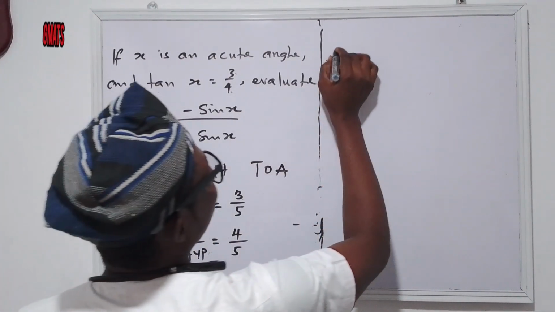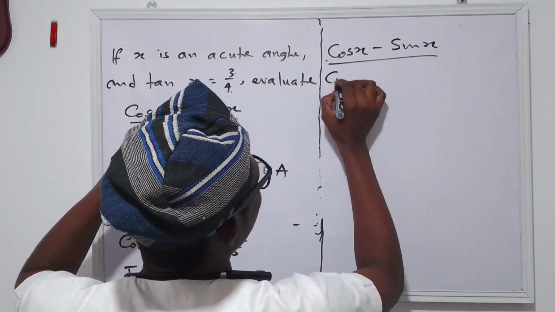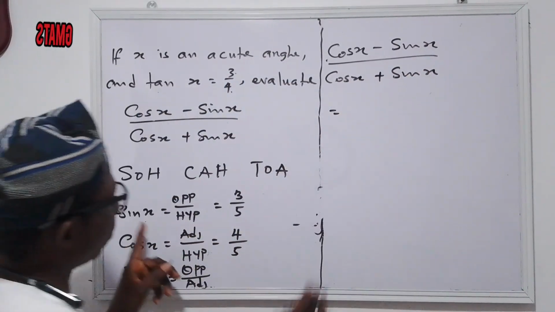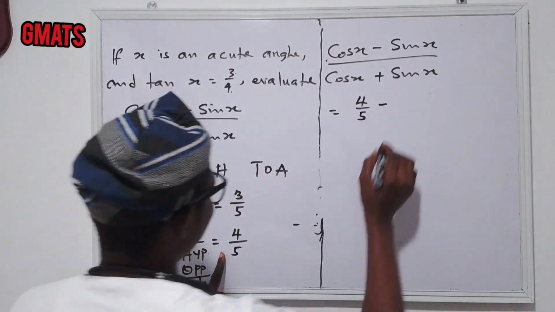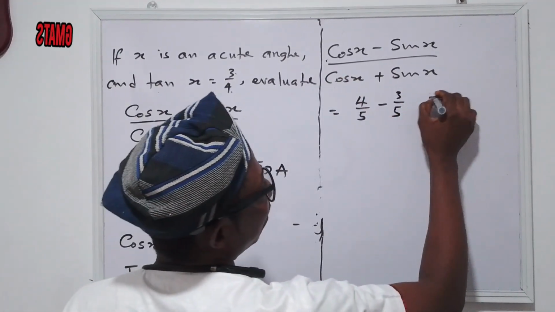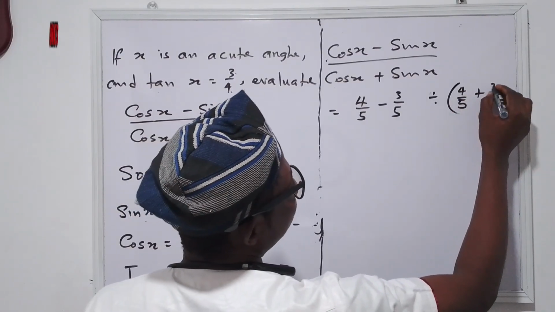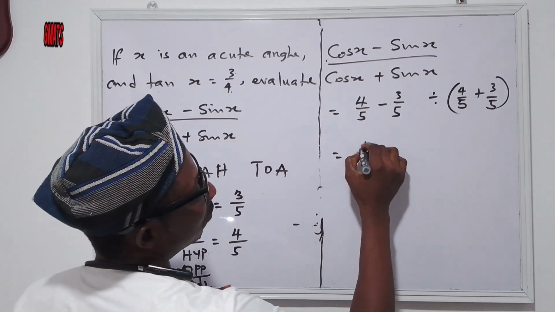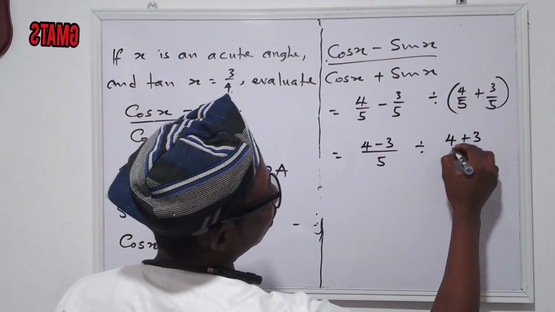All right, now let's plug this value into the expression and see what we are going to have. So we have cos x minus sin x over cos x plus sin x, which equals cos x is 4 over 5 minus 3 over 5, divided by 4 over 5 plus 3 over 5. That gives us 4 minus 3 over 5 divided by 4 plus 3 over 5.